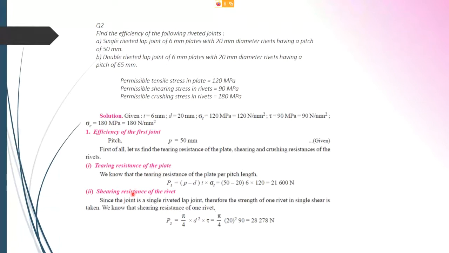Now for shearing of the rivets, remember we have pi d squared over 4. That is the cross-sectional area of the rivet. Then you need to multiply by the stress. If the stress uses millimeter square, make sure the diameter here must also be in millimeter. So pi d squared over 4 gives you millimeter square, times 90 Newton per millimeter square, and you get 28,278 Newton.